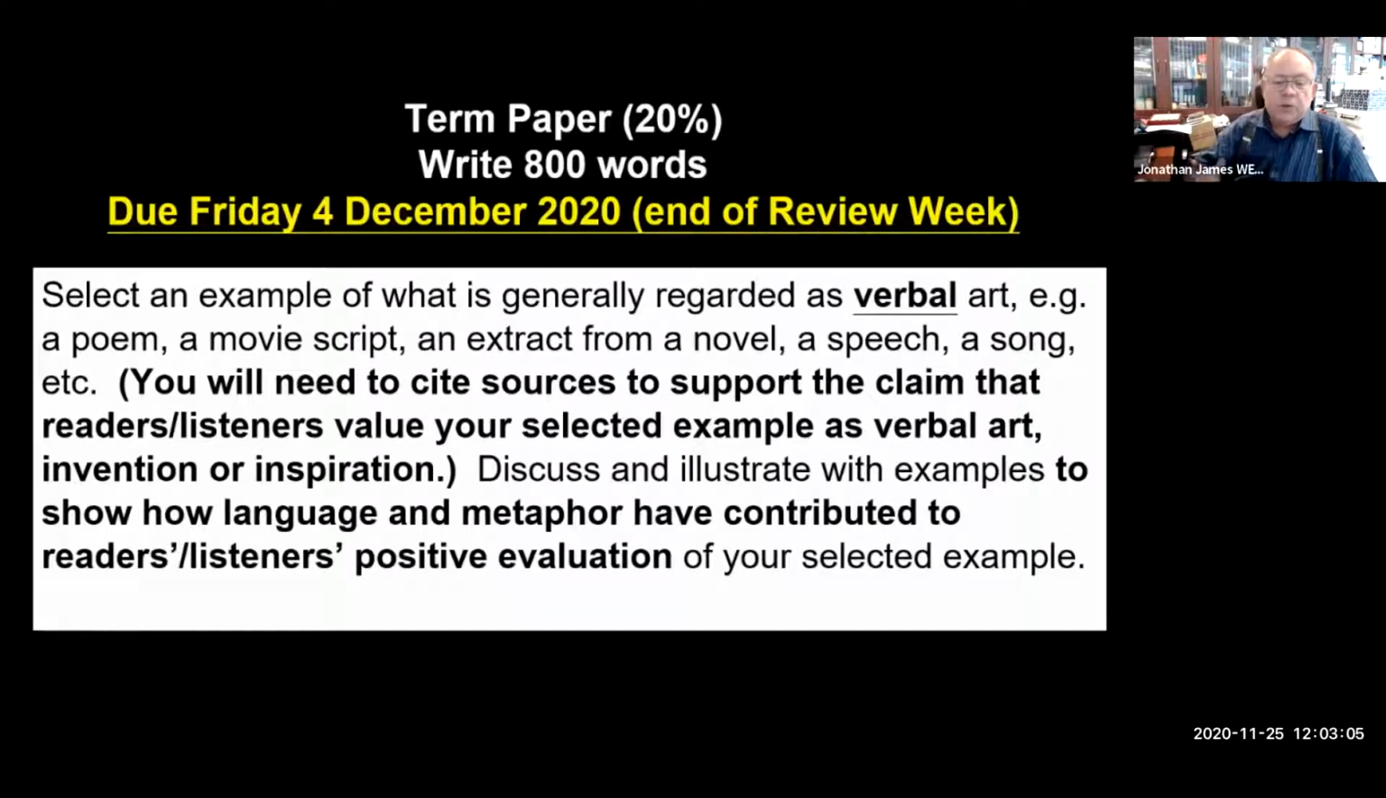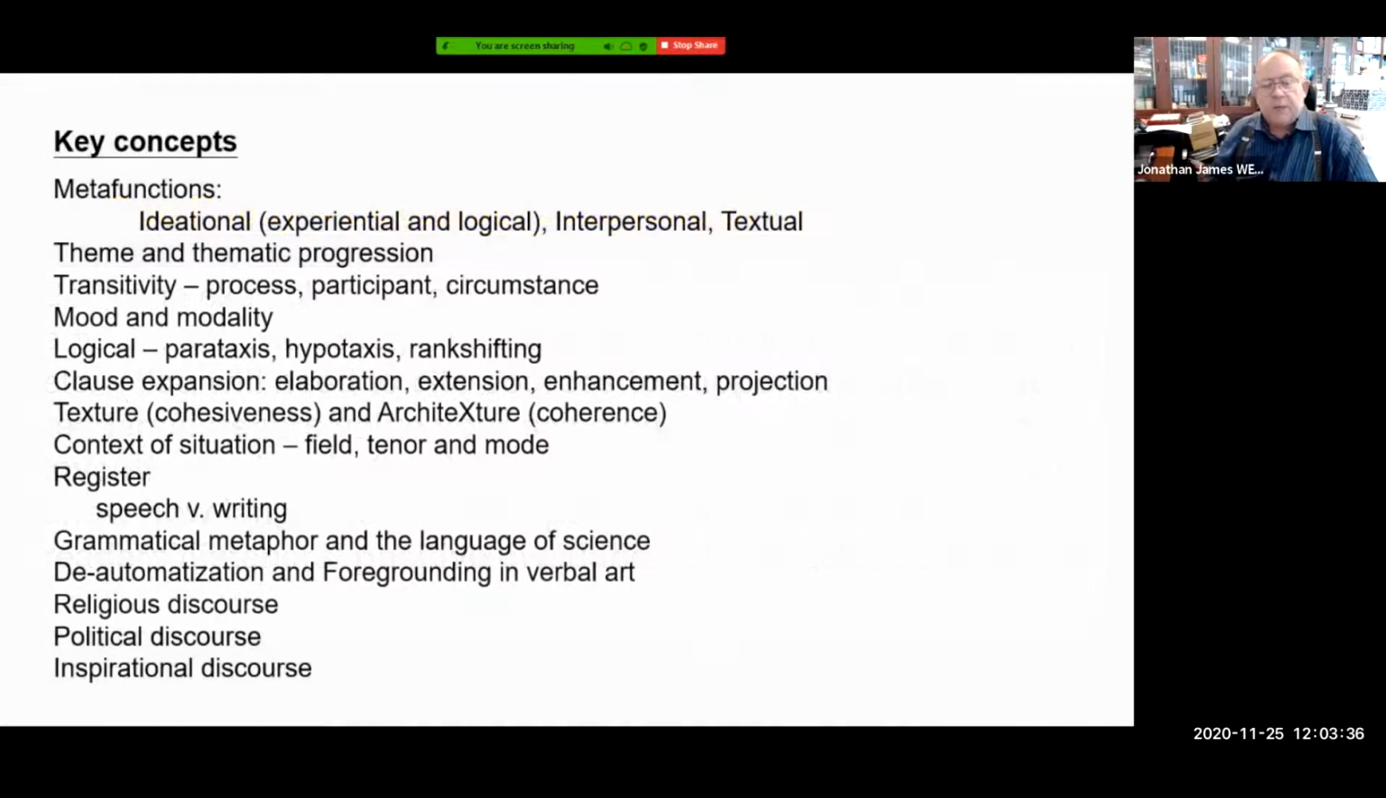You are able to choose from a variety of sources. It could have been a poem, movie script, or extract from a novel. You had quite a range of choices. And I've heard from some of you, and the choices that you've been making sounded very, very good. I hope that you have already made progress on this and will continue to be making progress on it in the week ahead. All right, some of the key concepts.